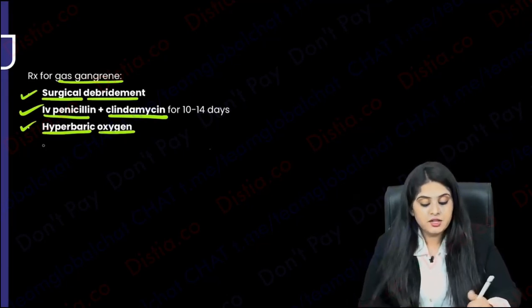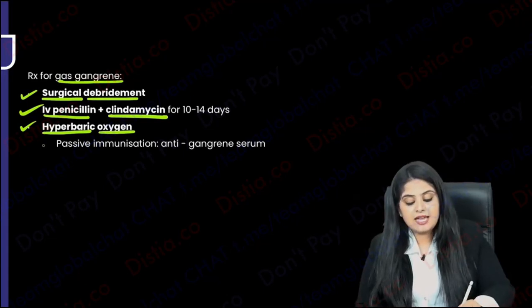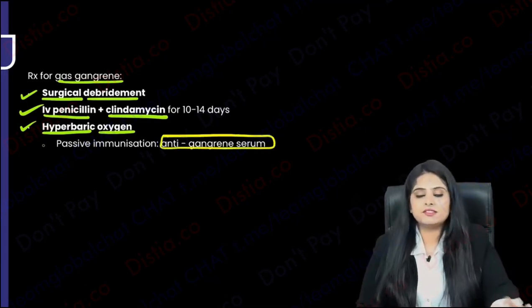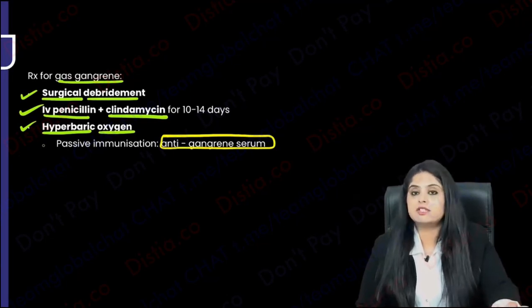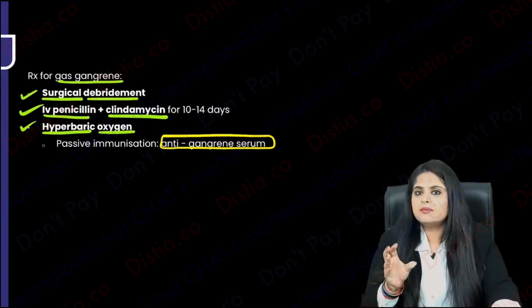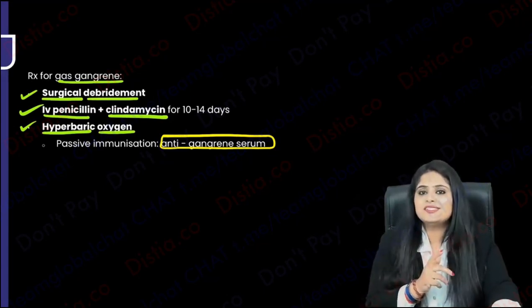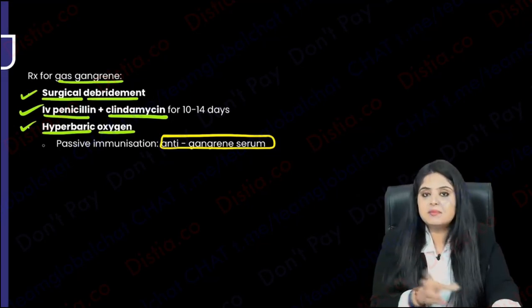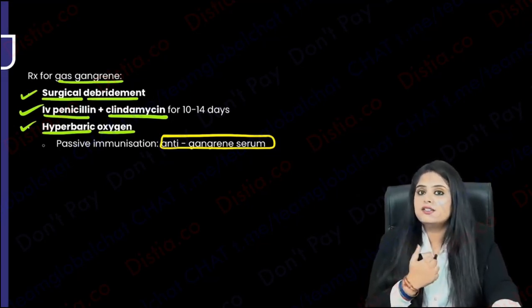And in some cases, you can also give the anti-gangrene serum. That may or may not be given, but passive immunization can be given in many of the cases. So you will say that, ma'am, in this you've not told us any diagnosis. You give the clinical disease, you give the treatment. Where did the diagnosis go? Because the clinical is not over.